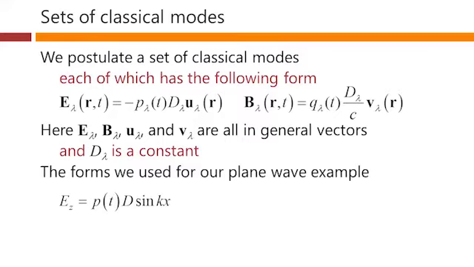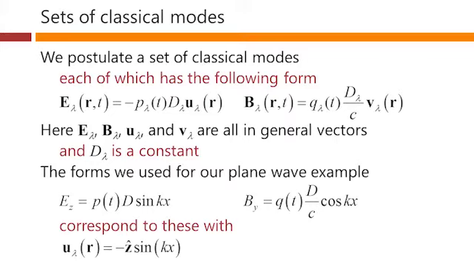We had before that Ez, the z component, was some spatial function here, with a time-varying p of t here and a constant d. This was our electric field component. And similarly, we had a magnetic field component that we'd written in this form. And these are basically in the same form as we have up here, just special cases of that.